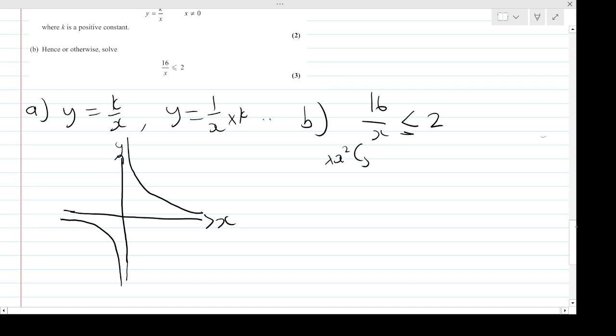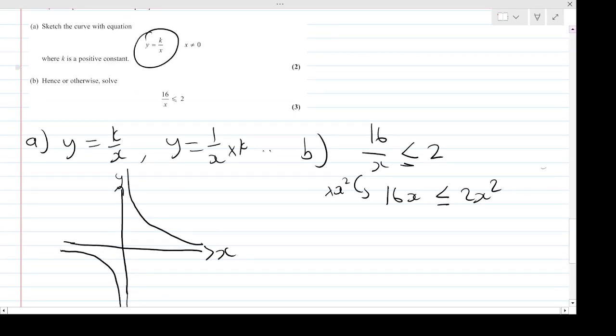Because x squared is a known positive number, right? So then 16 x squared over x would just leave 16x. Then that would be less than or equal to 2x squared. And then you could solve that as a quadratic inequality. However, they've given us this graph for a reason, okay? And hopefully you notice 16 over x and k over x, well, that's just k equals 16, isn't it? Which means we can use our graph, pretty much.